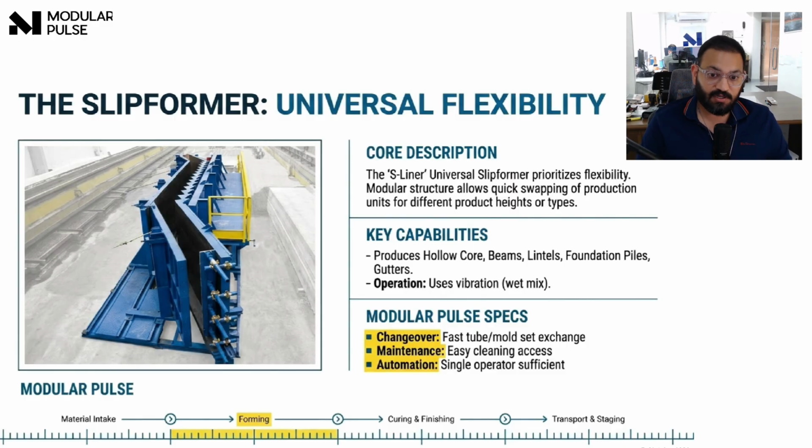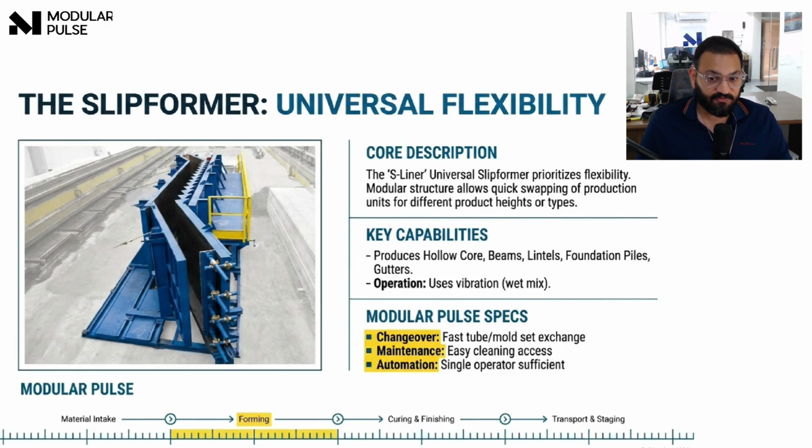Slip formers work with slightly wetter concrete, and they use vibration instead of shear force. The machine slips forward slowly while the concrete is compacted inside the mold using vibration. Because of this, slip formers can produce a wide range of products like hollow core slabs, beams, lintels, foundation piles, gutters, etc. Another major advantage is the quick changeover.